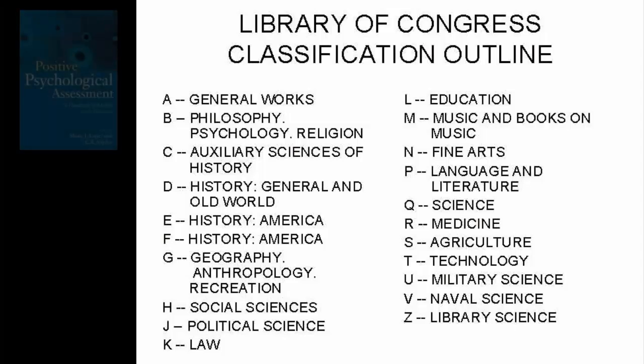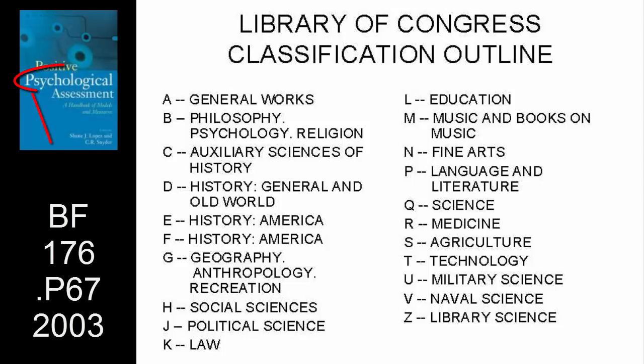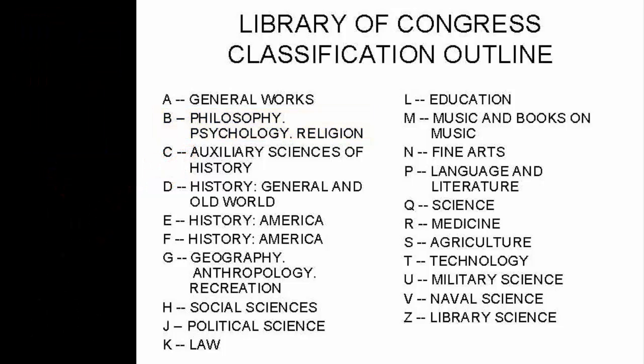Now let's take a look at how the Library of Congress organizes the call numbers by subject. Revisiting the psychology book from before, we can see the call number begins with a B, because all books pertaining to psychology have a call number that begins with B in the Library of Congress classification outline.